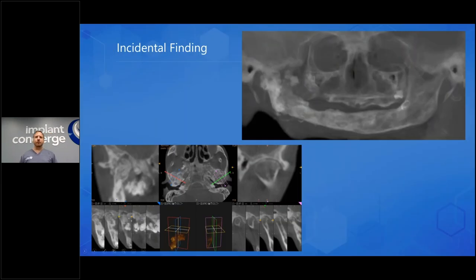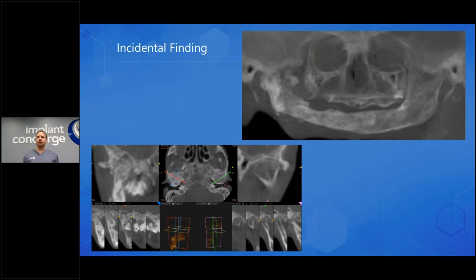This one was actually an incidental finding. A great colleague of mine here in San Antonio works at the hospital. The patient comes in to do her checkup. She was actually from South America. Don't ask me exactly what country, but she didn't speak English or Spanish, and so they had a real hard time communicating with her.